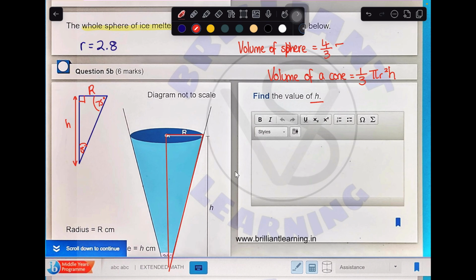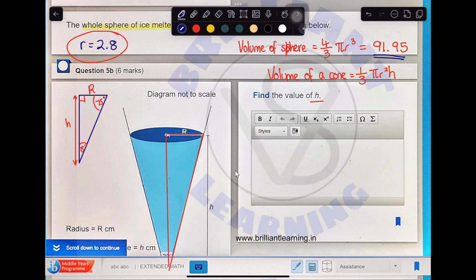The volume of a sphere is 4/3 pi r cubed. If I calculate the volume of the sphere using the previous radius, by substituting 2.8 in as my value of r, just pop that into your calculator: 4/3 pi 2.8 cubed, we got 91.95. Okay, so I got a little bit sidetracked there. Let me come back to the volume of the cone now. So 1/3 pi r squared H.